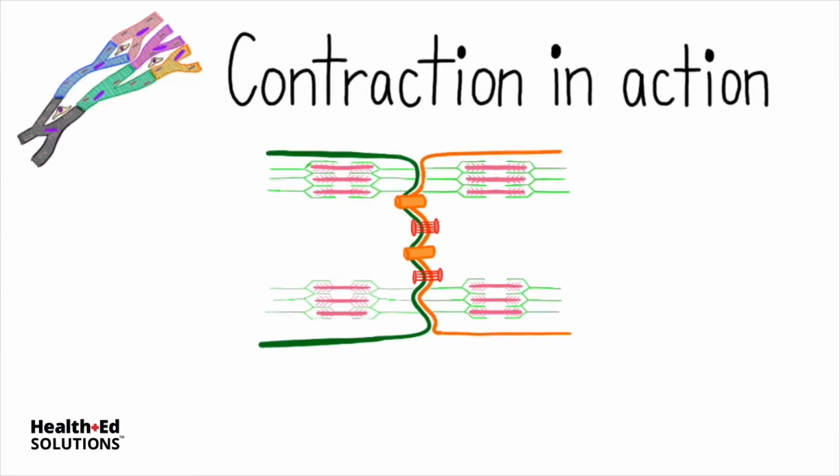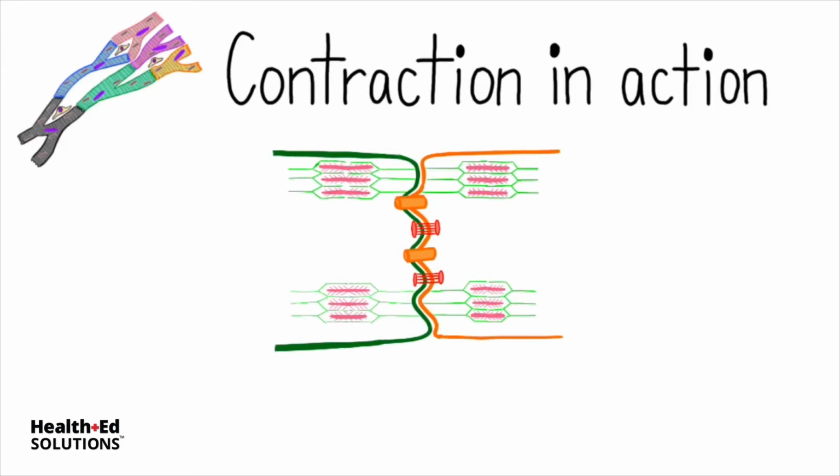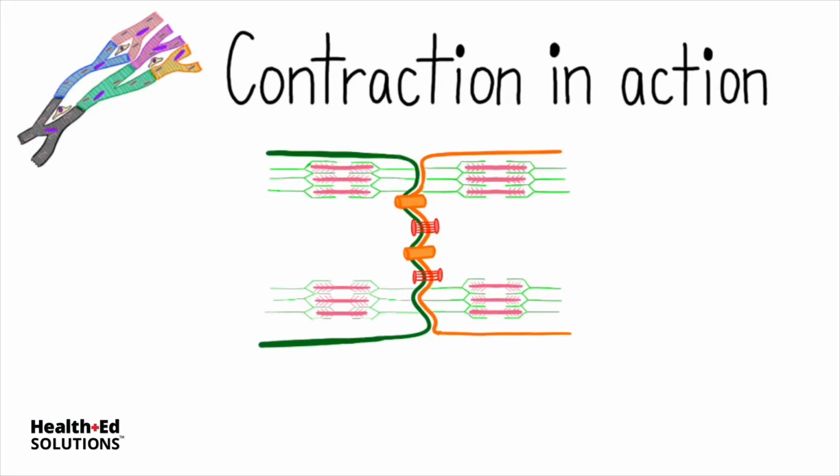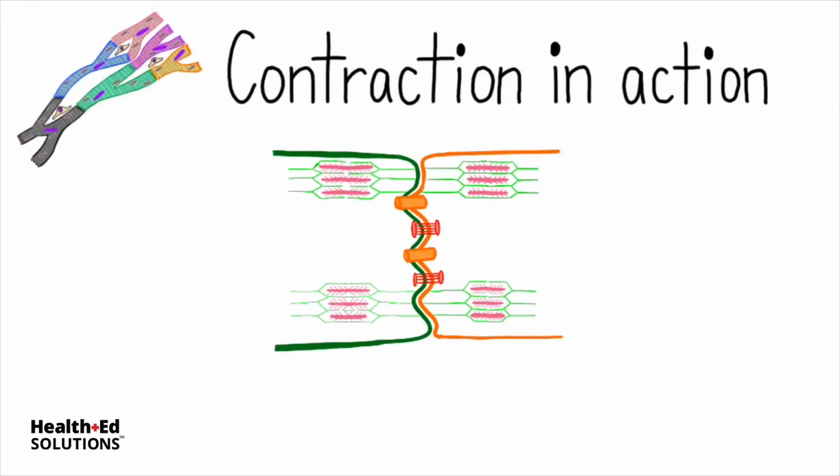Watch this. Myosin pulls on actin, shortening the muscle fibers.